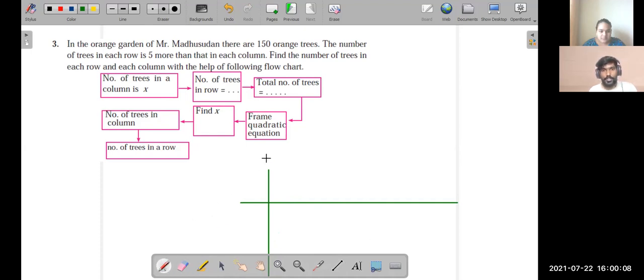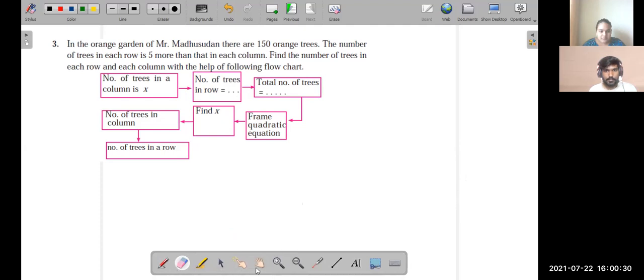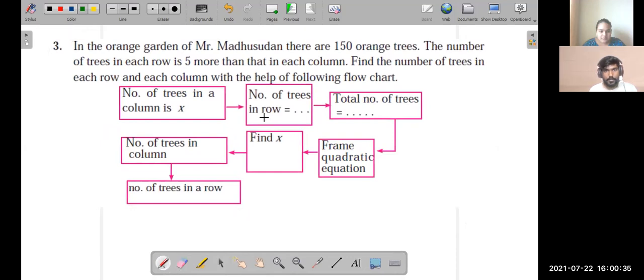Yes. So if the number of trees in the column is x, then in the row, how much will it be? 5 more, they are saying. So x plus 5. Yes, x plus 5. So here you will write x plus 5. Total number of trees.